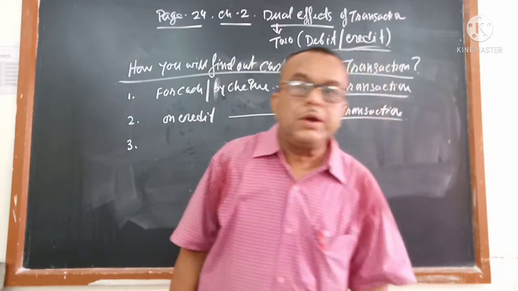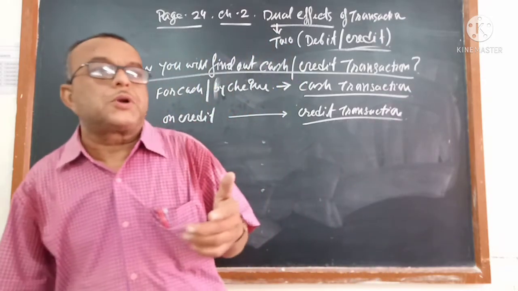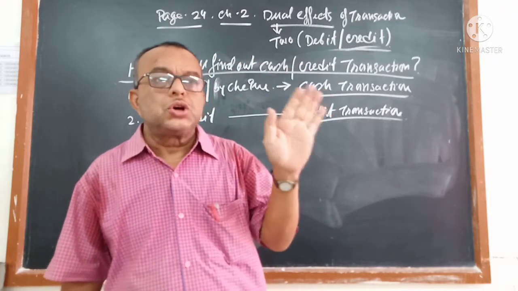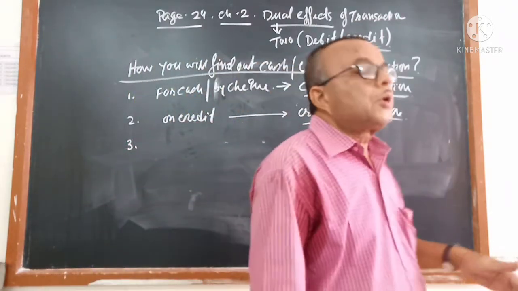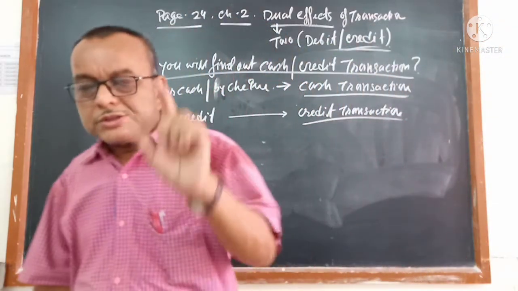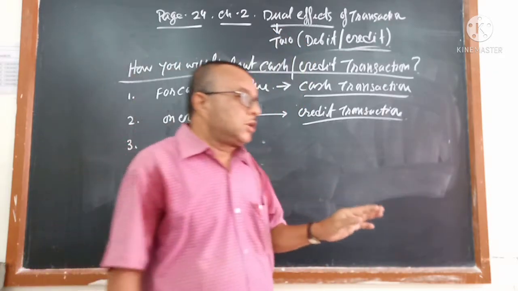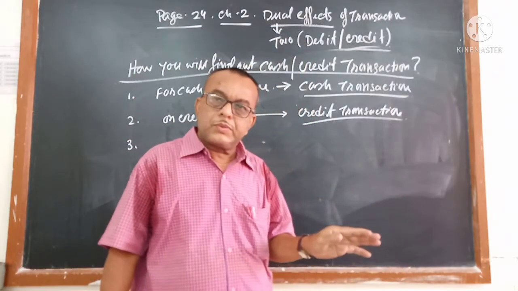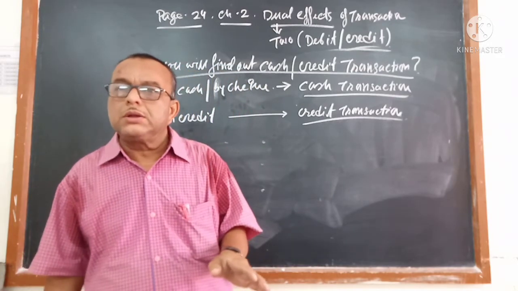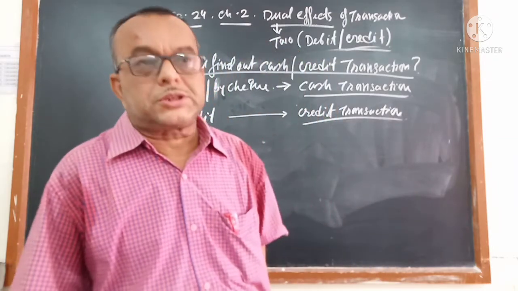What does it mean? Suppose it is said, purchase goods of rupees 6,000 from Mr. X. In this transaction, you find nowhere for cash or by check. Then nowhere is on credit also. But it is given the name of the party with whom you made the transactions.